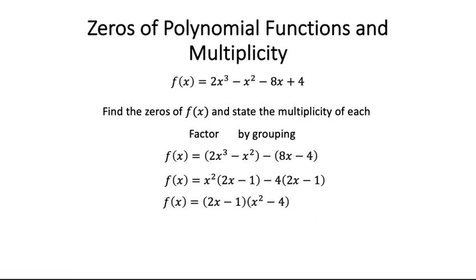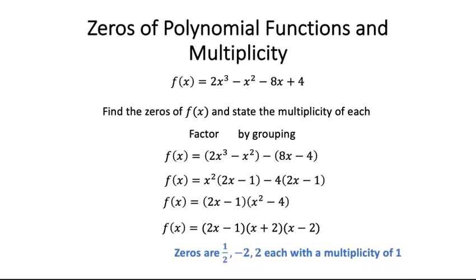I'm not done factoring because I can factor x squared minus 4. So in the next step, I factored x squared minus 4. Now this polynomial is completely factored. What are the zeros and what is the multiplicity of each of those zeros? Well, the zeros are 1/2, negative 2, and positive 2. And each of those has a multiplicity of 1.